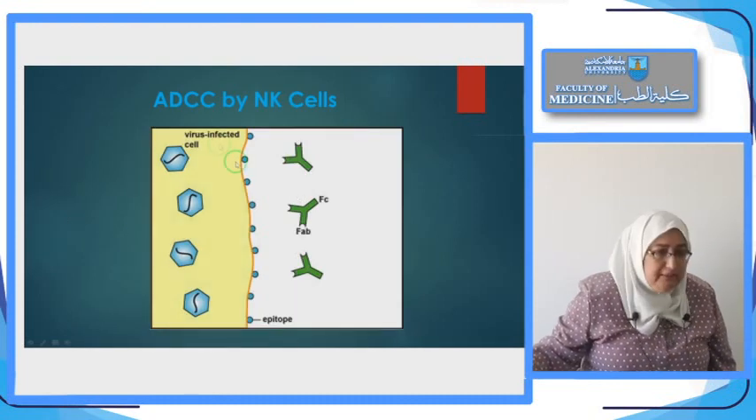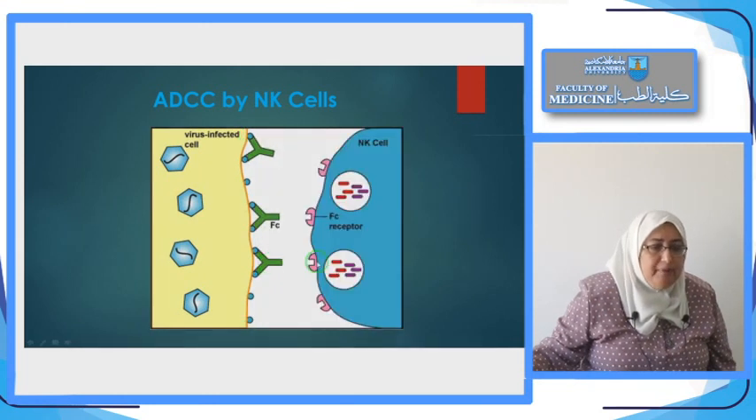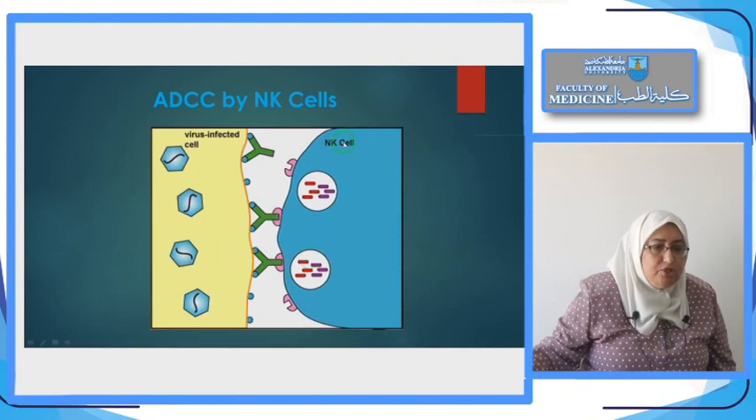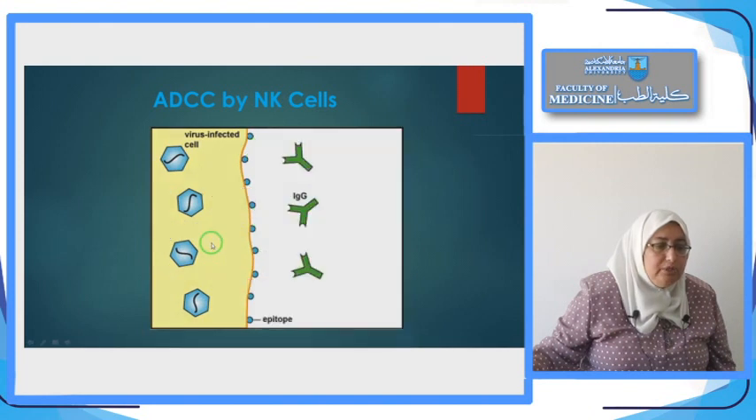Here, a virus-infected cell. The virus produces its epitopes or antigens. Here the antibody, by its Fc receptor, binds to the natural killer cell. Then the natural killer cell releases its perforins and granzymes, activating caspases. Caspases produce apoptosis, programmed cell death.